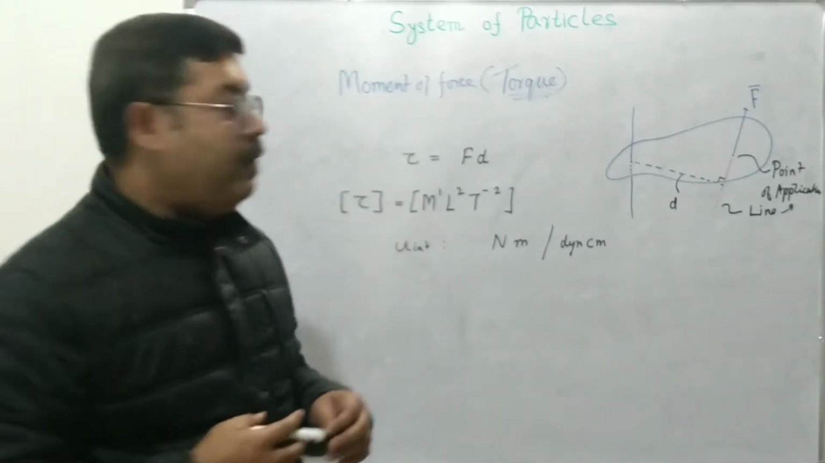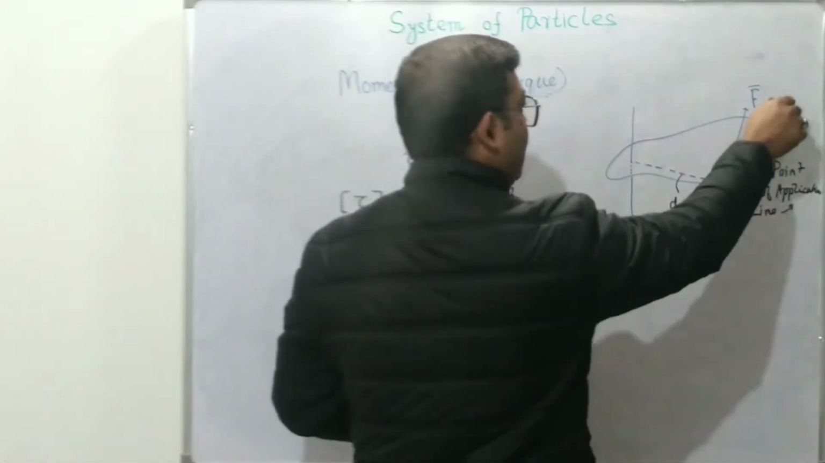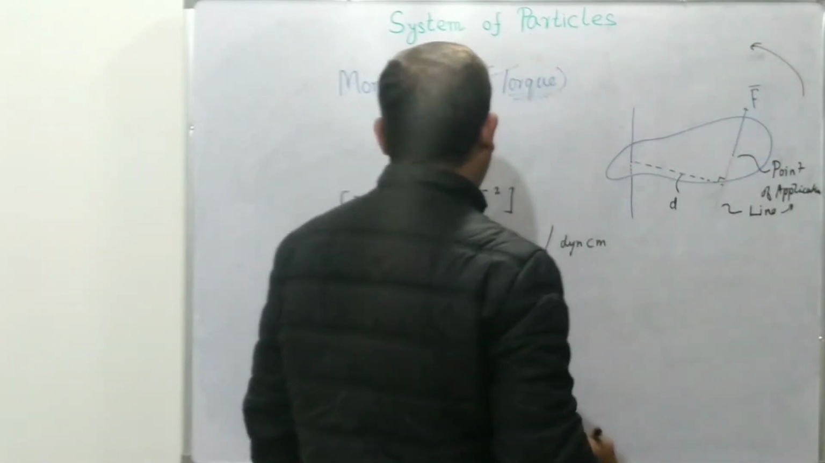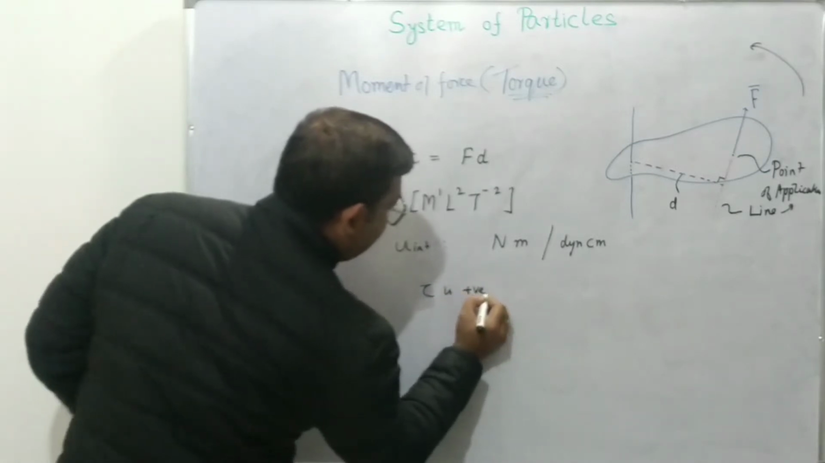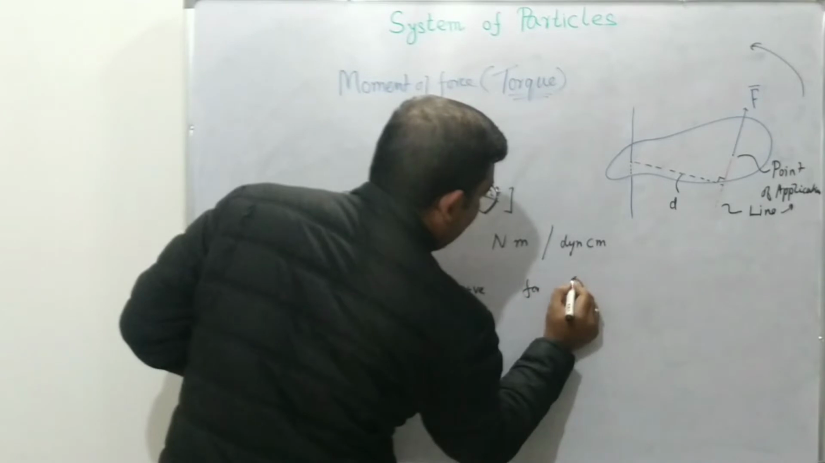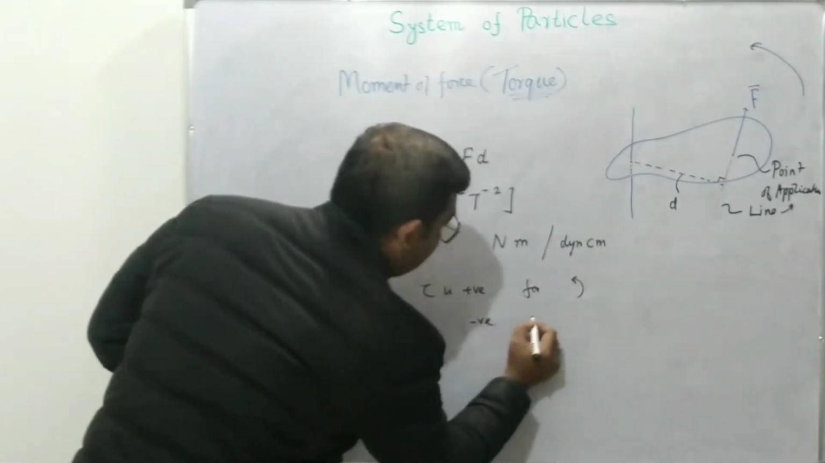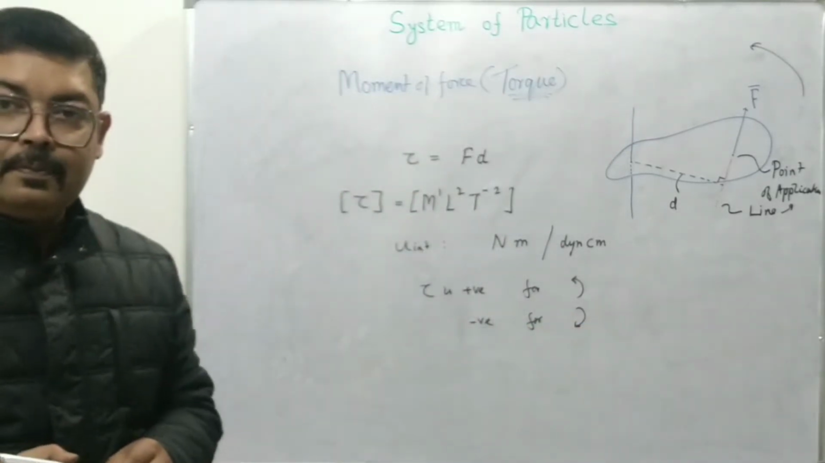Now, if the torque rotates the object in the counterclockwise direction, in this direction, like this, then tau is positive for counterclockwise rotation and is negative for clockwise rotation. Okay.